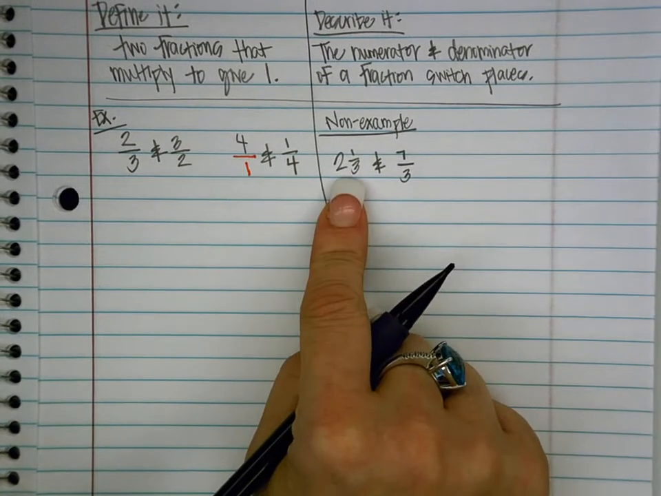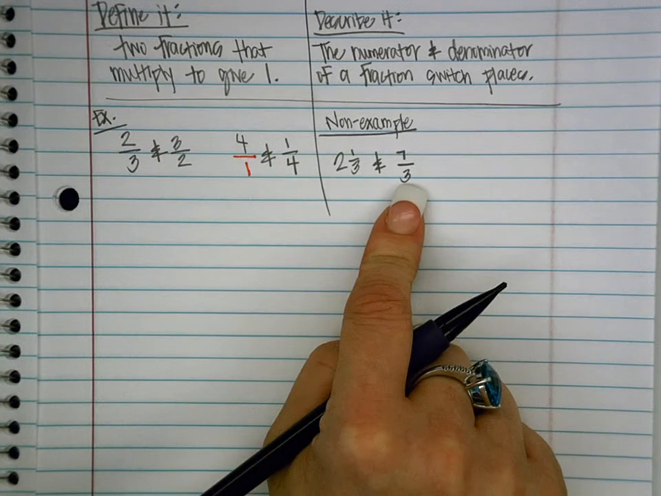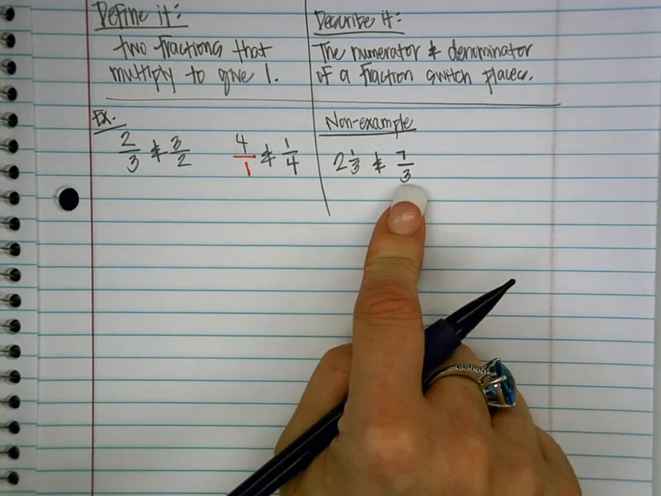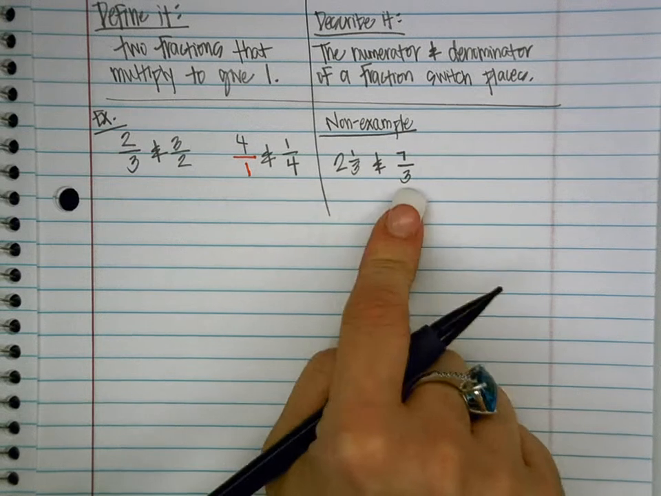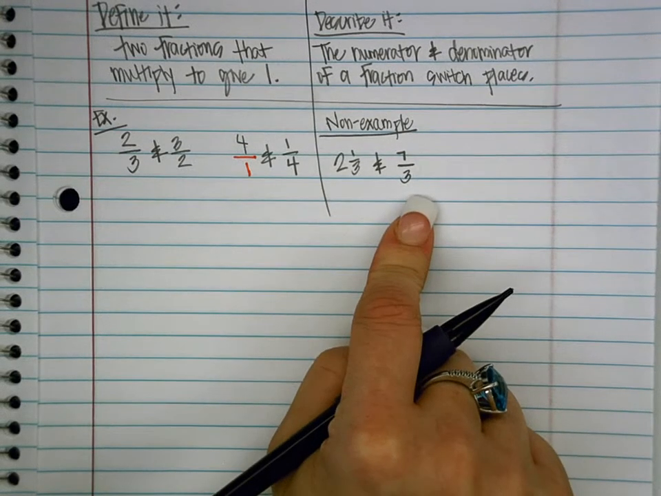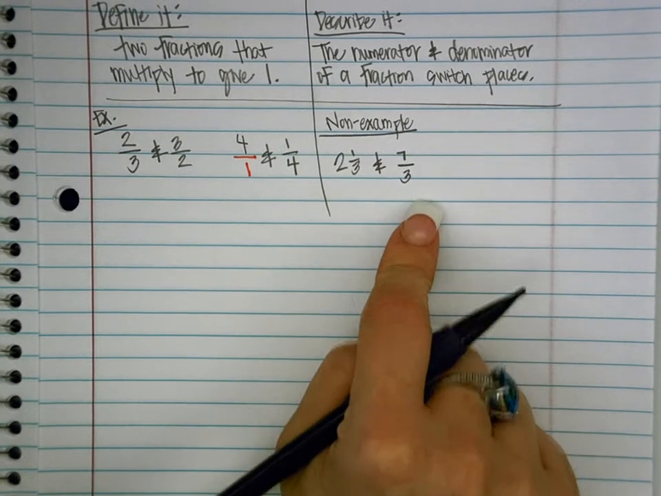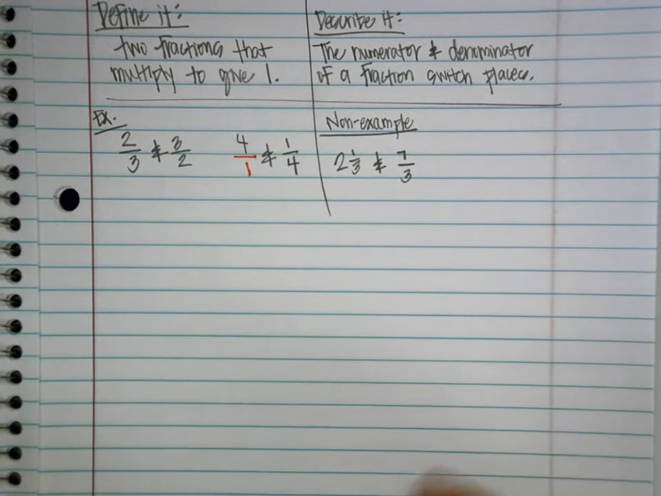Because this is a mixed number, and this is what? This is an improper fraction. So these are really what? The same thing. Okay, it's just writing it from a mixed number to an improper fraction. This is not a multiplicative inverse.